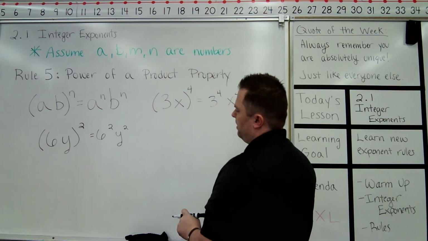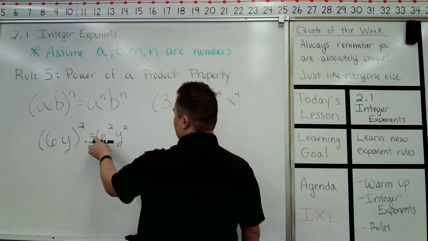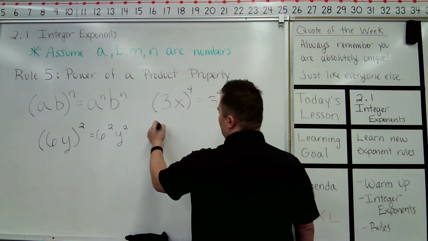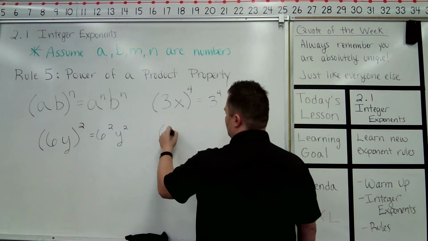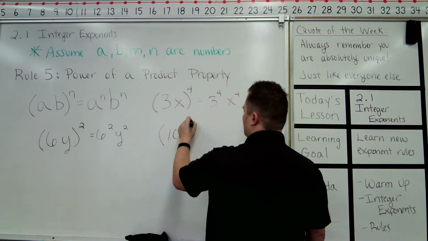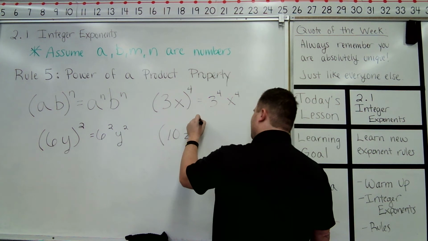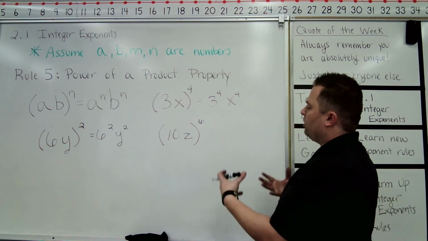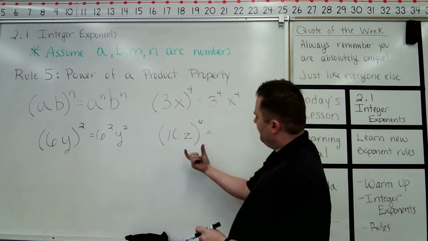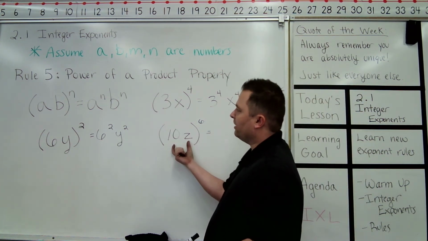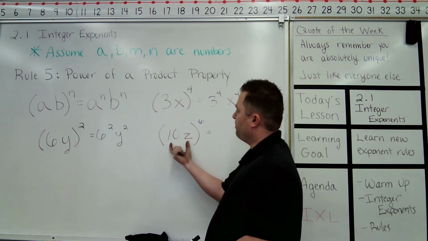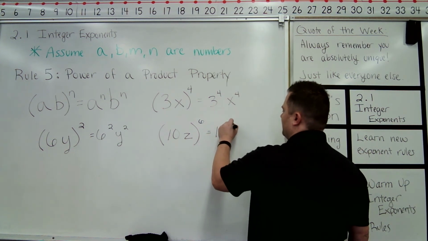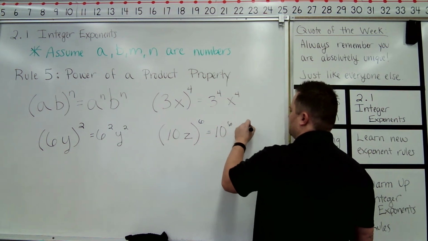Okay? I could simplify further. 6 times 6 is 36, but let's save that for another video. Let's just say we have (10z) to the 6th. According to my rule, I have two things being multiplied together. This is a product. This is the power of the product. I'm allowed to rewrite it as 10 to the 6th times z to the 6th.